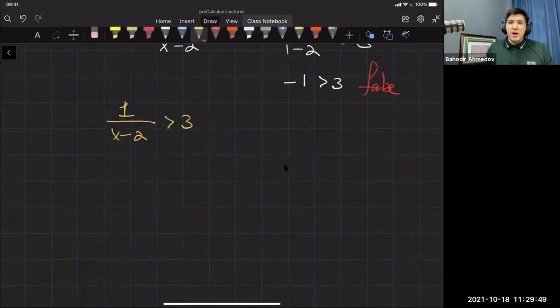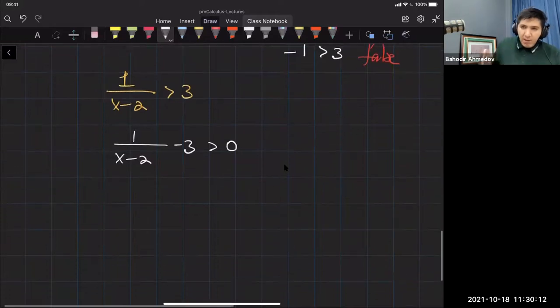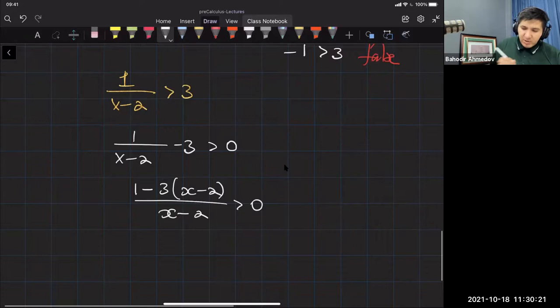So we need to bring everything to one side and leave 0 on one of the sides. Then we need to figure out the signs of the numerator and denominator. Okay, so let's do this together. I'm just going to put the 3 into the left-hand side. It becomes 1 divided by x minus 2 minus 3 is greater than 0. Now I'm going to give the common denominator. It becomes 1 minus 3 times x minus 2 divided by x minus 2 is greater than 0.